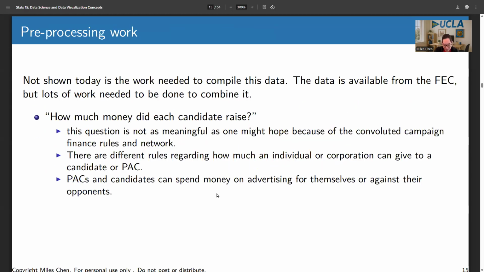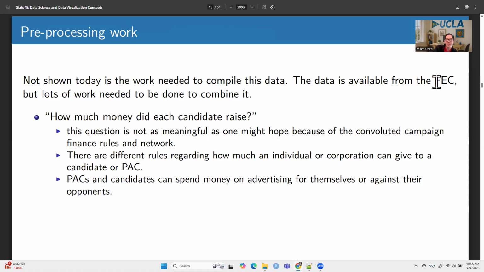Anyway, we'll just take a look at this data back from 2012. Now, there was quite a bit of pre-processing work needed to compile the data. The data is available from the Federal Election Commission, and a lot of work needed to be done to combine it. We're not going to worry about that just yet. Right now, we're just looking at, okay, once this data is compiled and we want to explore it and visualize it, what can we do?